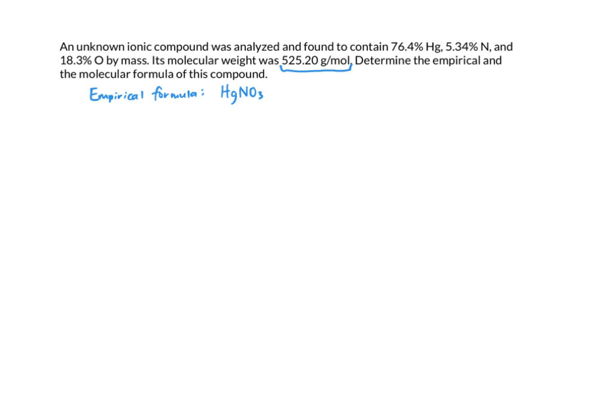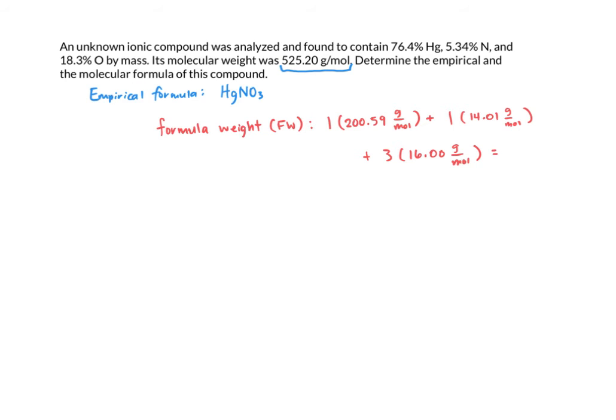Does that match the molar mass of the compound whose empirical formula we've already written? Well, in order to determine that, let's determine the formula weight, or FW, for this particular empirical formula. The empirical formula that we've written contains 1 mercury, and mercury has a molar mass of 200.59 grams per mole. It contains 1 nitrogen, 14.01 grams per mole, and it contains 3 oxygens, each one 16 grams per mole. In total, our formula weight for HgNO3 is 262.60 grams per mole.